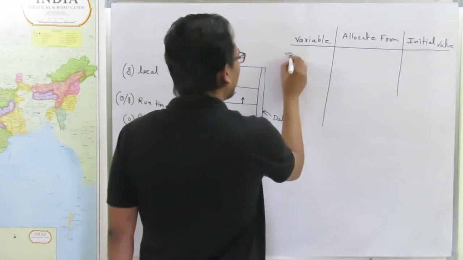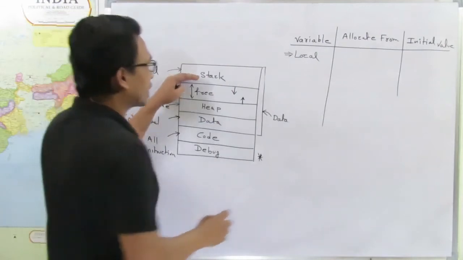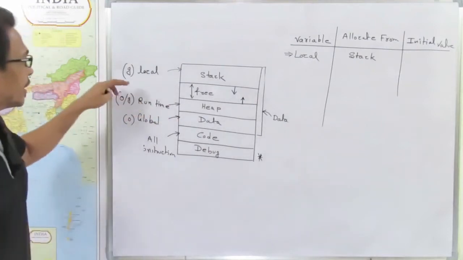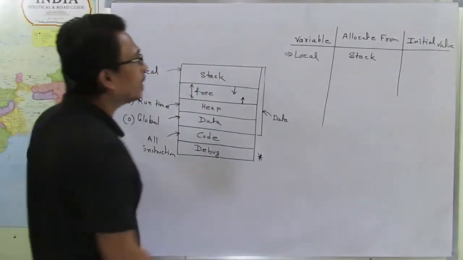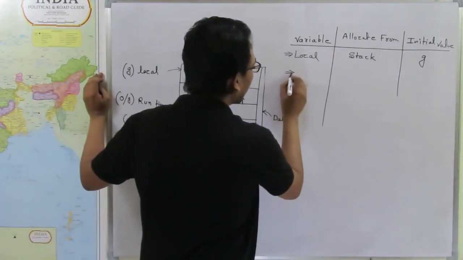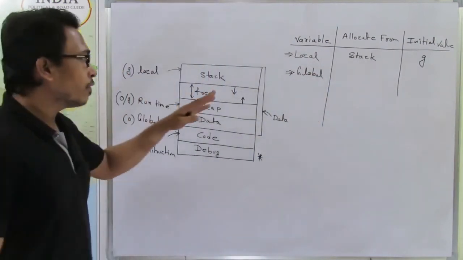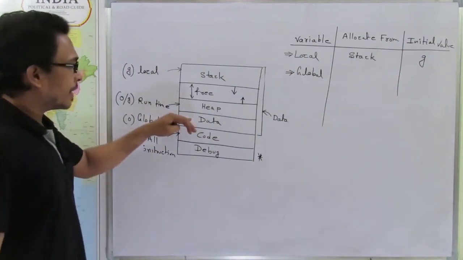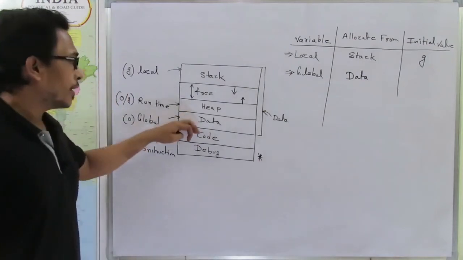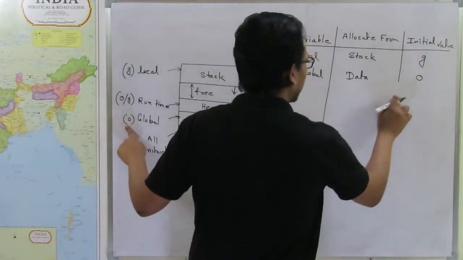So for a local variable, memory is allocated from the stack section, and whenever memory is allocated from the stack section, the initial value will be a garbage value. Now the next thing we have is the global variable. For any global variable, memory is allocated from the data section, and whenever memory is allocated from the data section, the initial value will be 0. That means here the initial value will be 0.